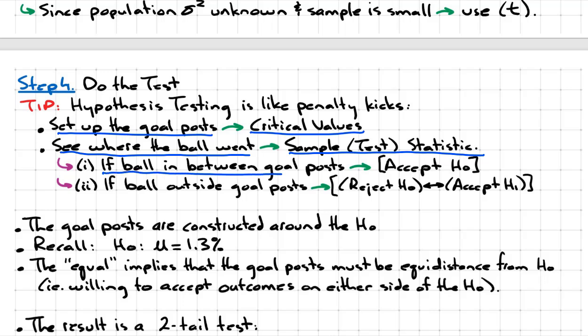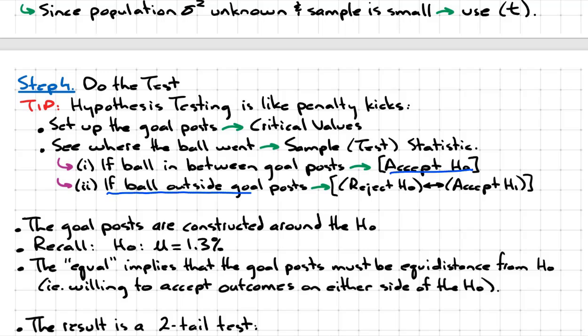And if the ball is in between the goalposts, that would mean the sample fell within the null range, then we accept the null. On the other hand, if the ball goes outside the goalpost, it means the sample fell outside the null range, therefore we reject the null, which automatically implies we accept the alternative. Remember, because these two are mutually exclusive, if you reject this, automatically it implies that you're accepting the alternative.